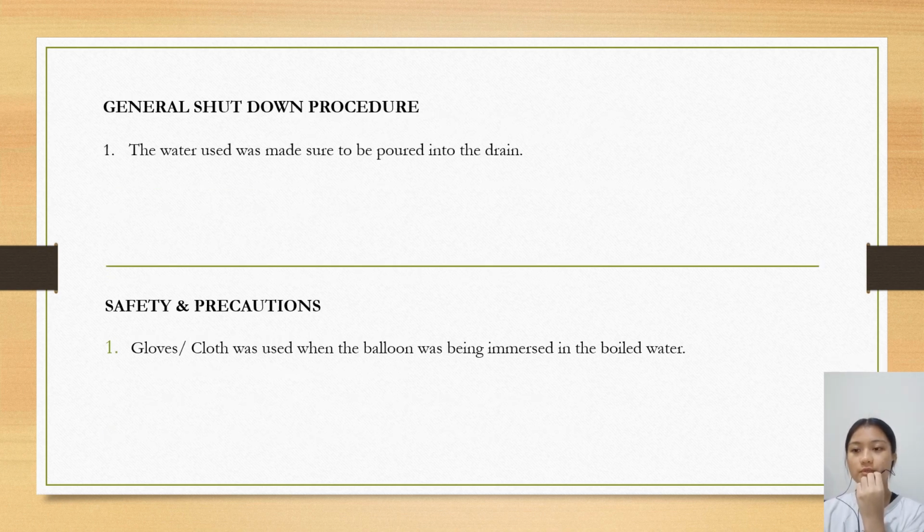For the general shutdown procedure, the used water was poured into the drain. As for safety and precautions, gloves and clothes were used when the balloon was being immersed in the boiled water. These steps need to be taken so that we can prevent any injuries from happening.